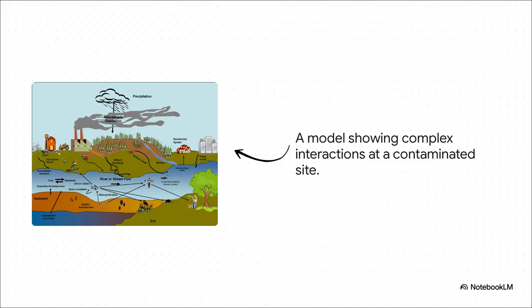Just take a look at this model. It shows all the different ways contaminants can move around at just a single site. You've got everything from farm runoff to industrial sources to groundwater carrying things along. And the tricky part? It's all connected. Trying to wrap your head around this whole system without a good visual is, well, a huge job.